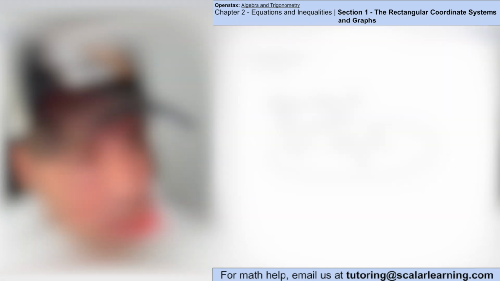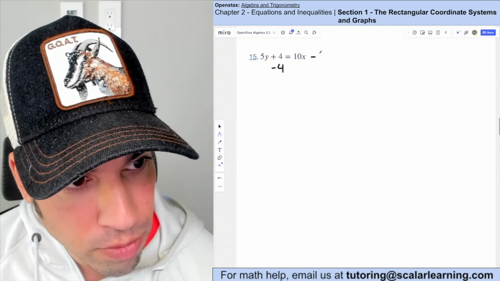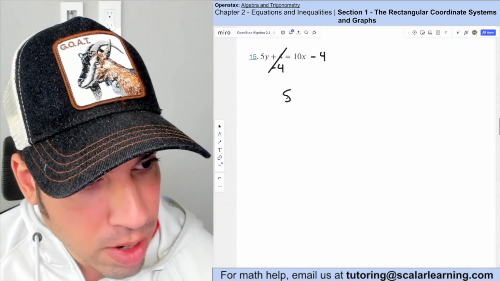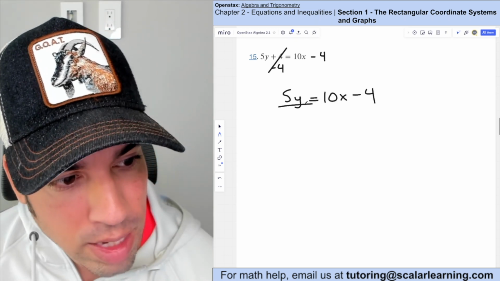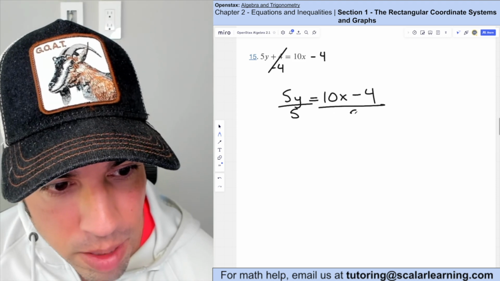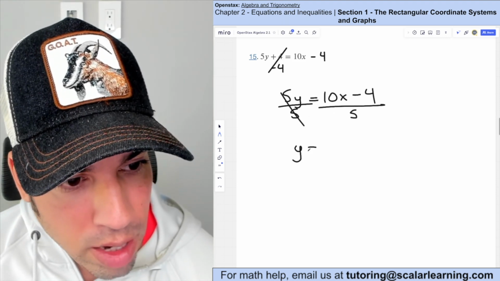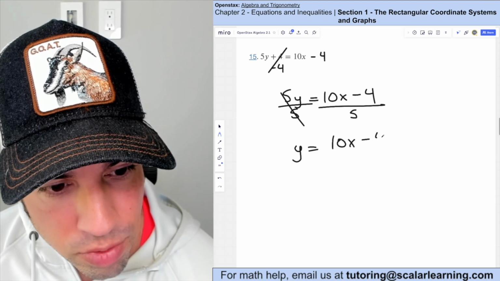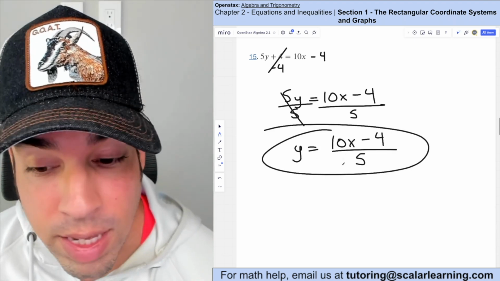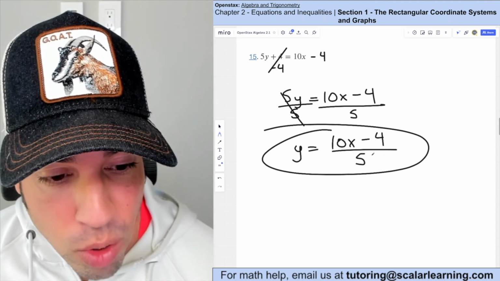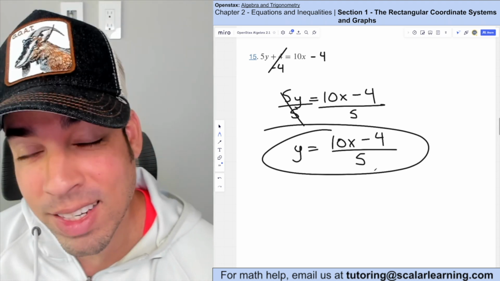Boom, done. First, I'm going to subtract 4 from both sides, and that gives me 5y equals 10x minus 4. Last step, I'm going to divide both sides by 5, and we get y equals (10x minus 4) over 5. Boom, done. Now you'll notice in the answer in the back of the book, they've actually broken this up into 2 terms. It's kind of arbitrary. They didn't tell you to do that.